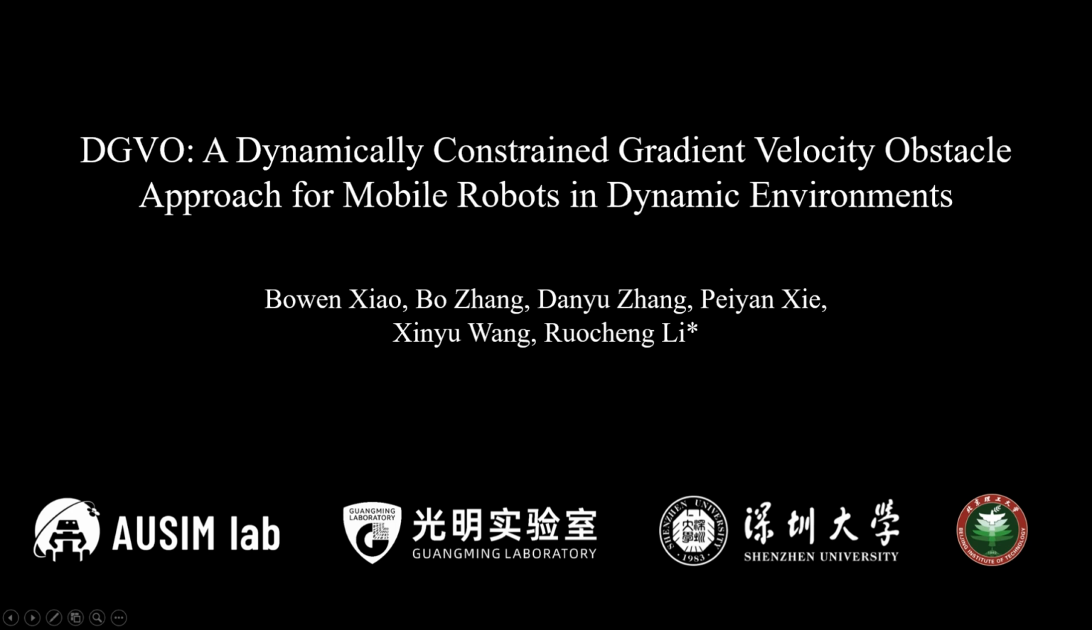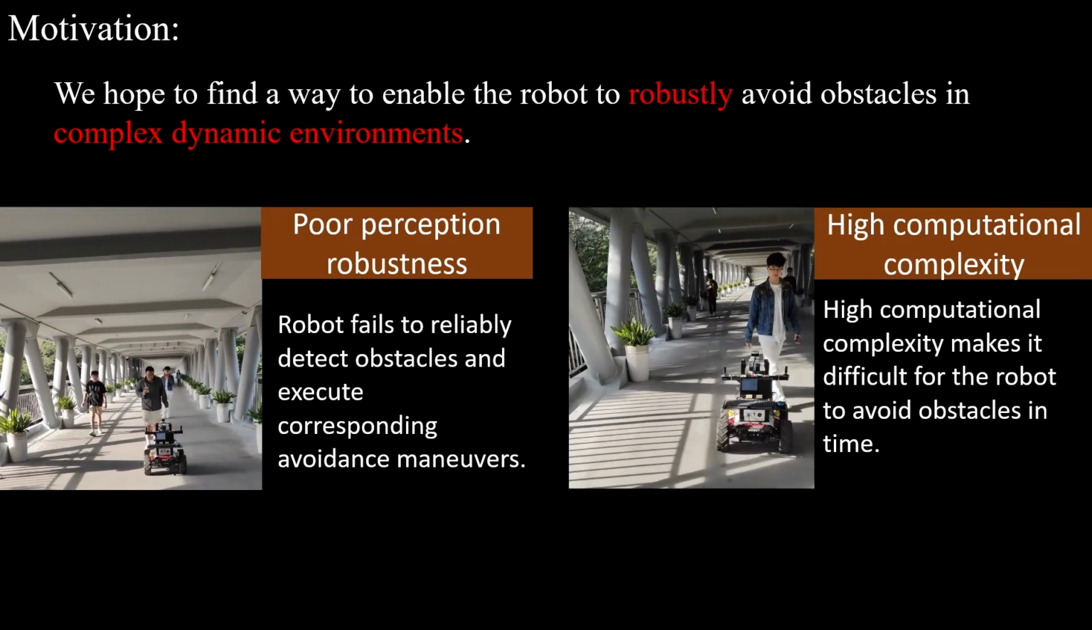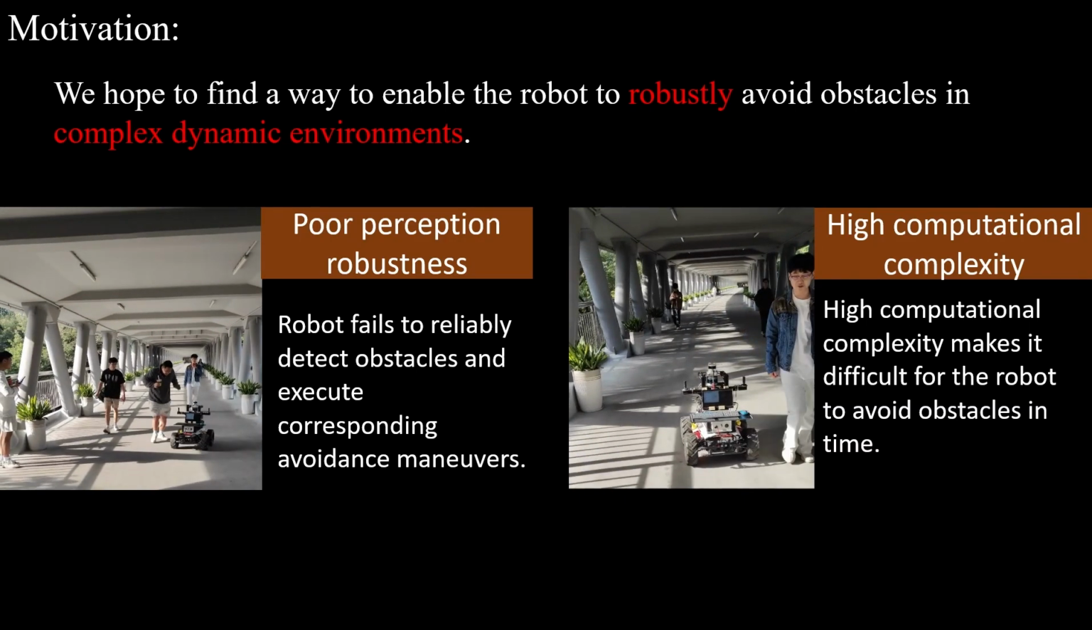Hello everyone. In this video, we introduce our latest work, DGVO, a dynamically constrained gradient velocity obstacle approach for mobile robots in dynamic environments. Our motivation was to enable robots with non-holonomic constraints to safely and robustly navigate in complex dynamic obstacle environments, which is challenging due to the shortcomings of existing methods.